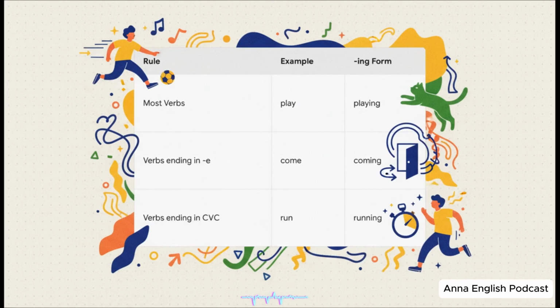Okay. There are a couple of tiny spelling things to watch out for, but seriously, they're no big deal. For most verbs, you just add ing. Play becomes playing. Easy. If a verb ends with a silent E, like come, you just drop that E before you add ing, so it becomes coming. And for short verbs like run, that go consonant, vowel, consonant, you double that last letter, running. You'll get the hang of this so fast, you won't even have to think about it.